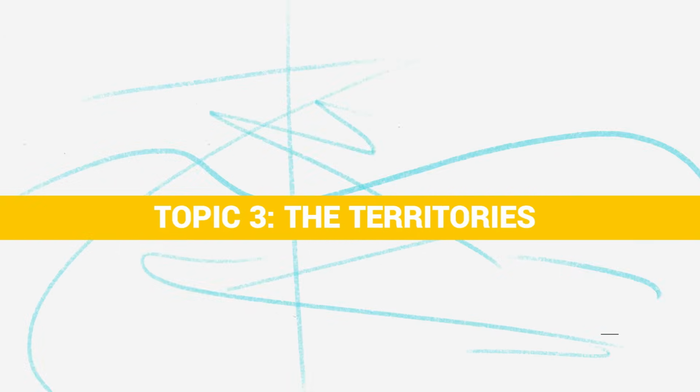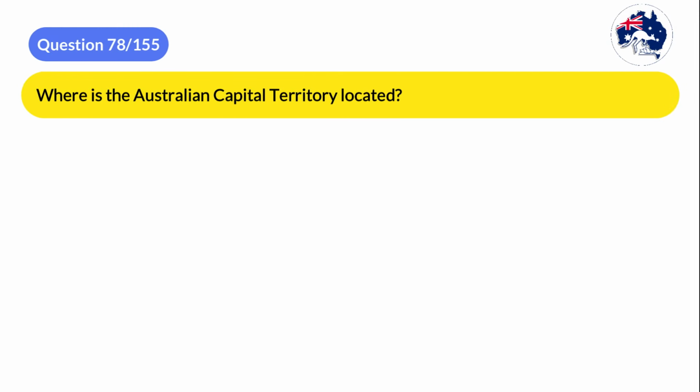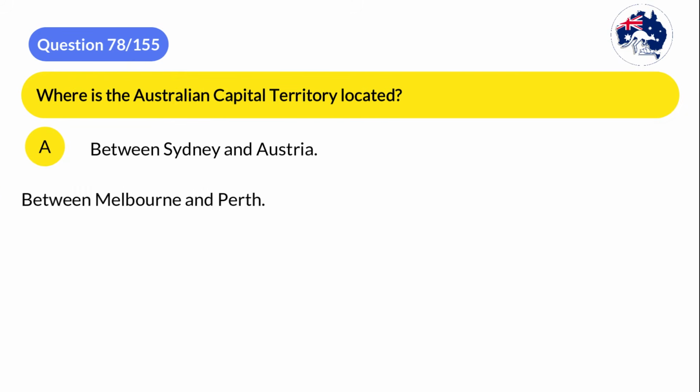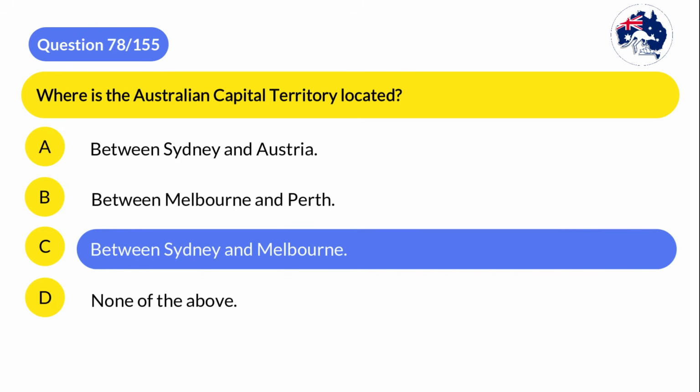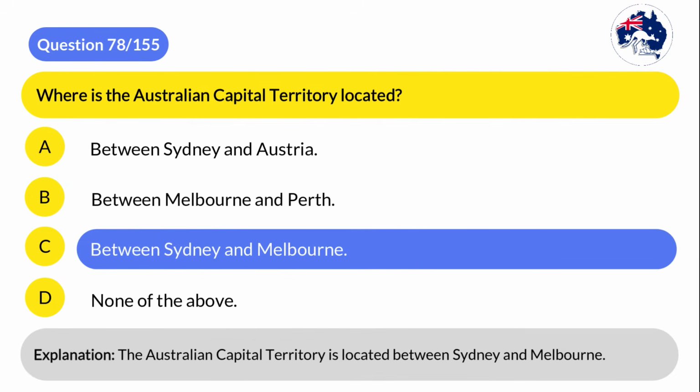Topic 3. The Territories. Question 78. Where is the Australian Capital Territory located? A. Between Sydney and Austria. B. Between Melbourne and Perth. C. Between Sydney and Melbourne. D. None of the above. The correct answer is C. Between Sydney and Melbourne. Explanation: The Australian Capital Territory is located between Sydney and Melbourne.